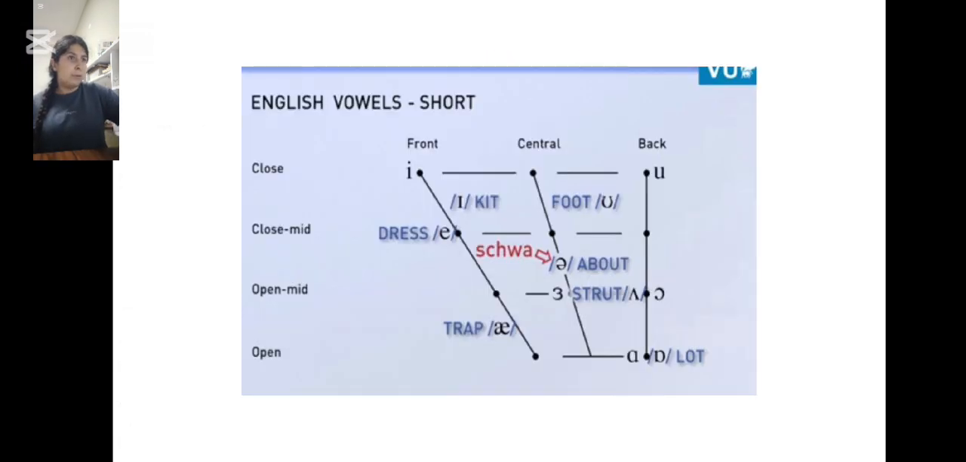Yes, now we can move on to the English short vowels. For example, when we say dress, we are not saying dress, we're saying dress. And kid, foot, lot, trap, about, and strut. All of them are short vowels. When we're pronouncing them, we pronounce them in a short way.